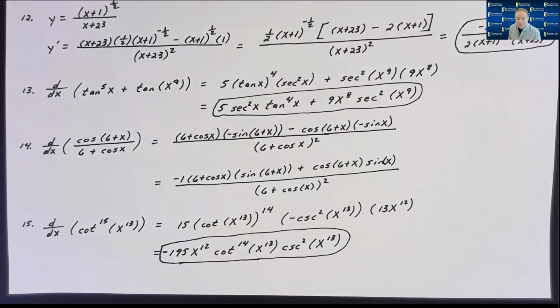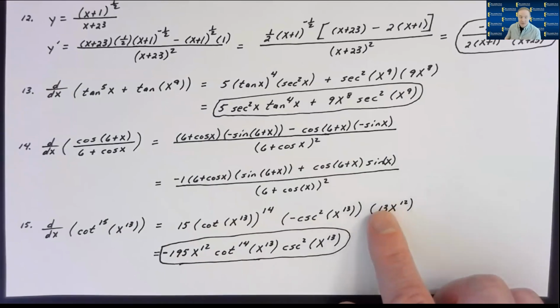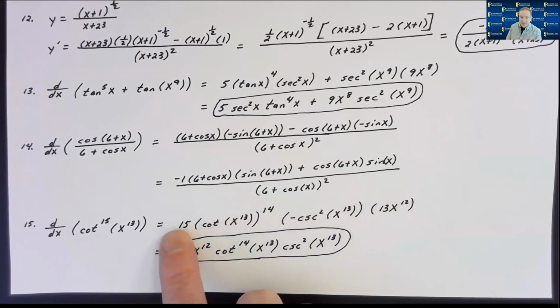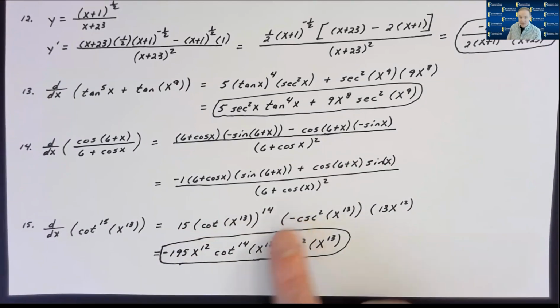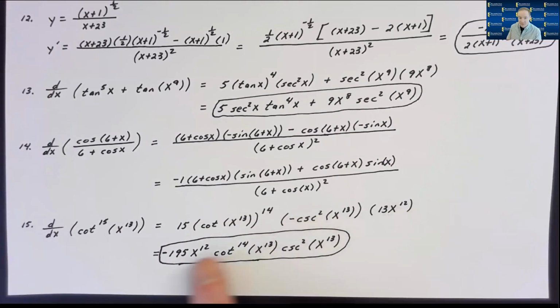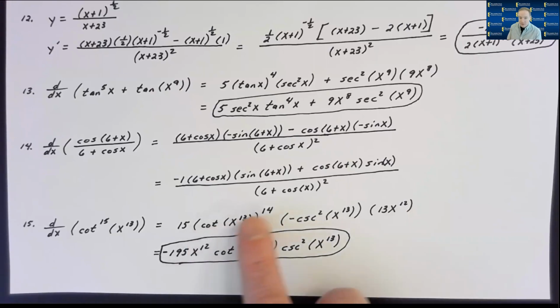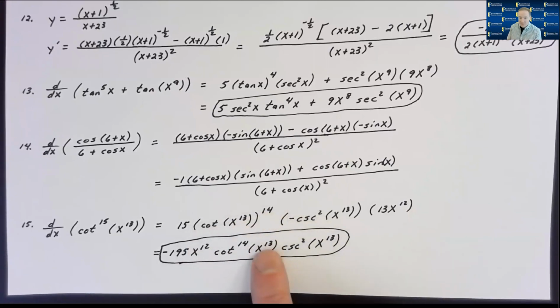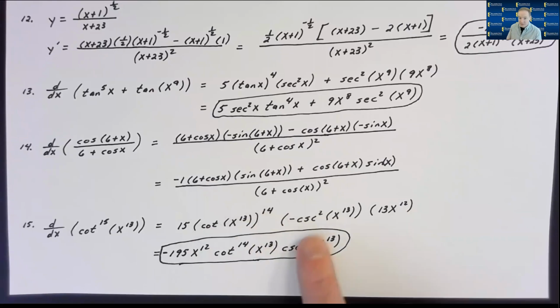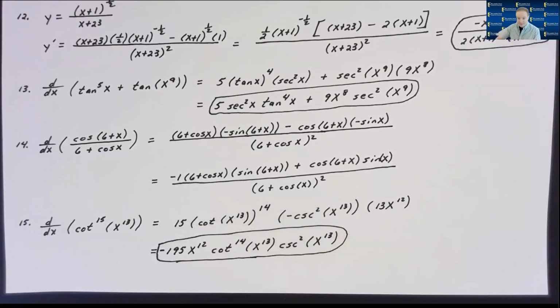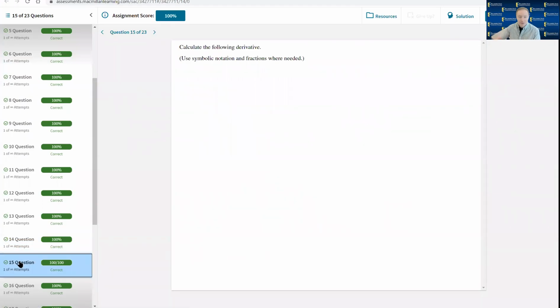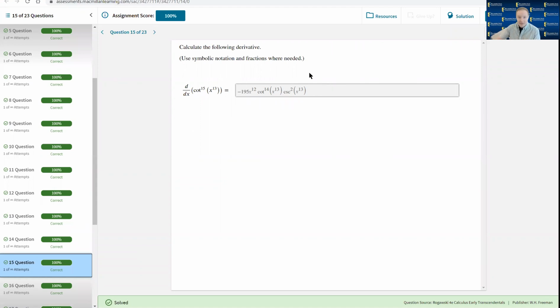Now, when I simplified this, all I did is I just said, well, 13 times 15 is going to give me a 195. This is going to make it a negative 195. So negative 195 x to the 12th. And then I'll have cotangent to the 14th of x to the 13th, cosecant squared of x to the 13th. Final answer there. And just again to double check and show you, that's precisely how I entered it in on Achieve and Achieve liked that answer.